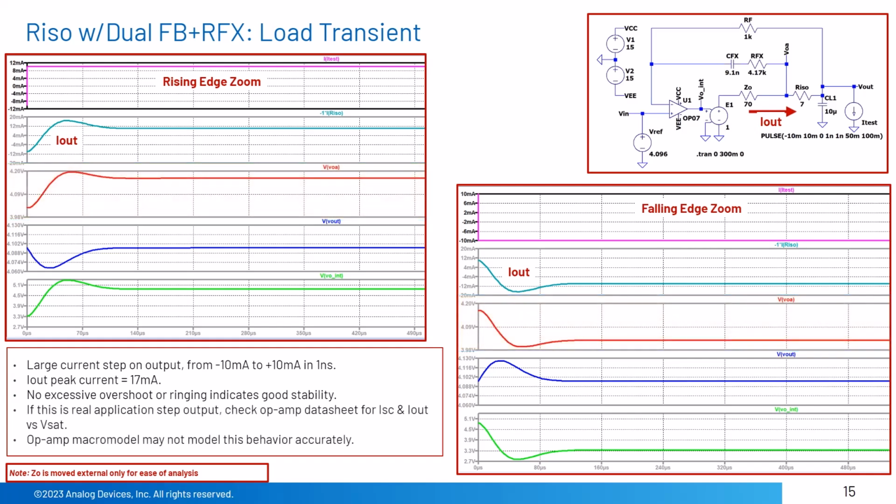The SPICE op-amp macro model may not accurately model the short circuit current limit at high frequency, ISC, so check that the op-amp ISC specification is not exceeded by IOUT. Look at Vout and ensure its response is acceptable for the end application performance to a load transient. A good design practice is to check the op-amp datasheet for ISC and IOUT versus saturation voltage, VSAT, as the op-amp macro model may not model this behavior accurately.